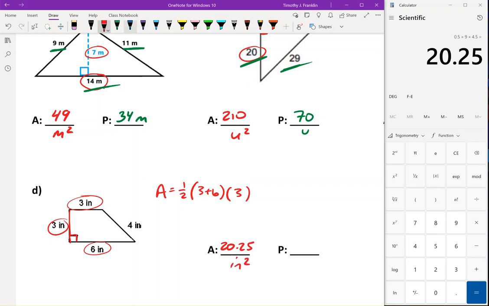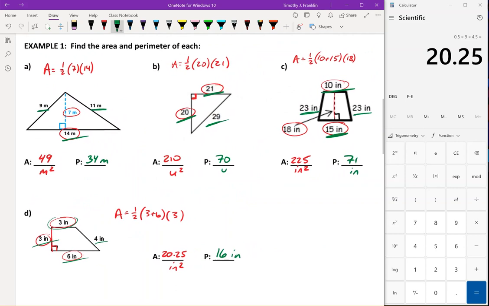inches squared. And for a perimeter, again, we want the outside edges. And this time it includes the height because the height happened to be one of the edges. So 3, 3, 6, and 4. Well, that's 12 plus 4 is 16 inches.